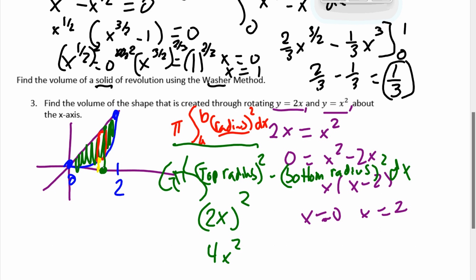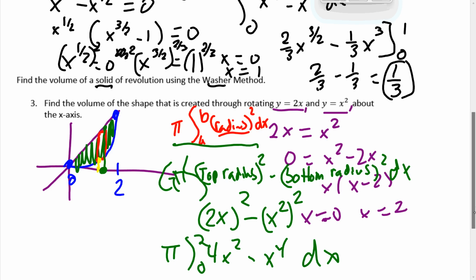So it's always from the line of rotation up, okay, if you're doing a horizontal line of rotation. So that would be minus the bottom function, which is x squared, and that's squared, because I have to square my radiuses. So that'd be x to the 4th, and I'm going to integrate that. Pi out front, my a and my b, so 0 and 2, dx.